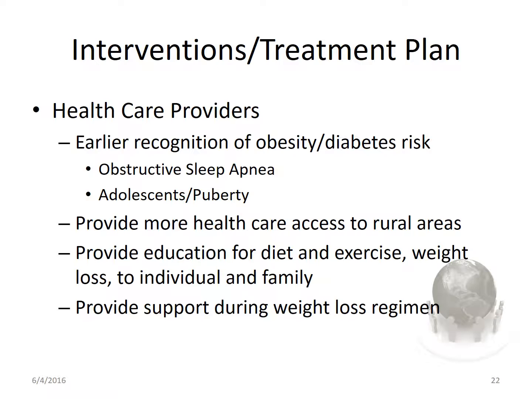We should also be monitoring where the child lives, because if they live in a more rural area, they might need access to healthcare. They might need to do computerized things. They have those doctor visits online now. Maybe they could use that kind of technology to help, like phone a friend, phone your doctor. We need to be providing education for the diet and exercise, weight loss to the individual and to the family. That's really important. And like I said before, we can also provide support during the weight loss regimen.